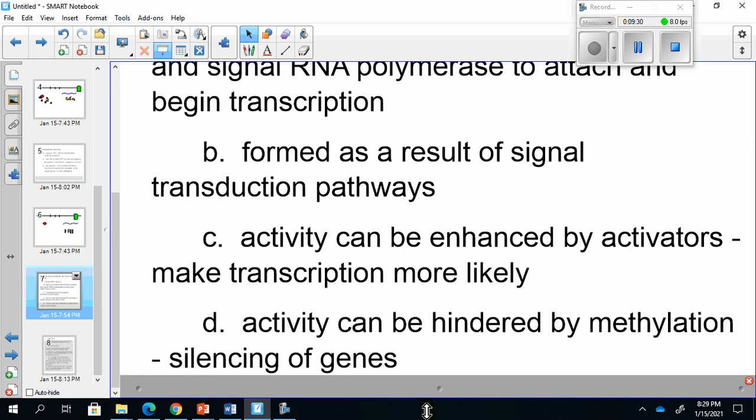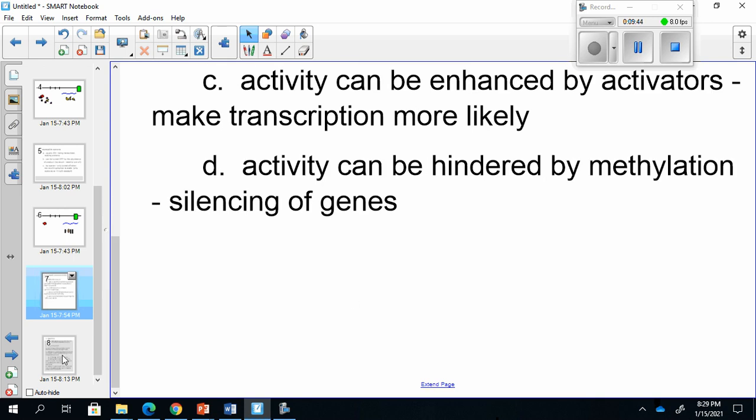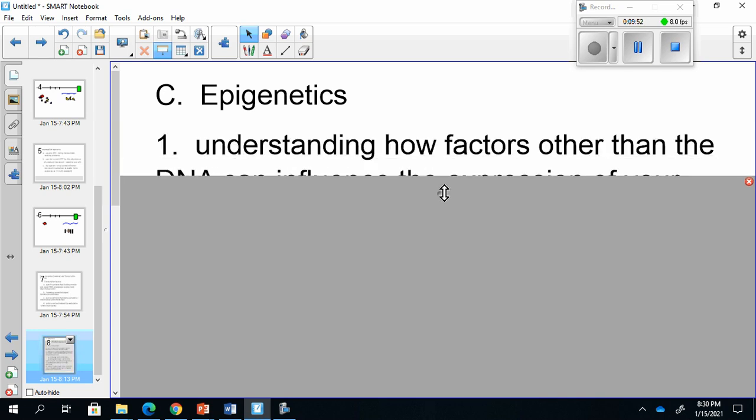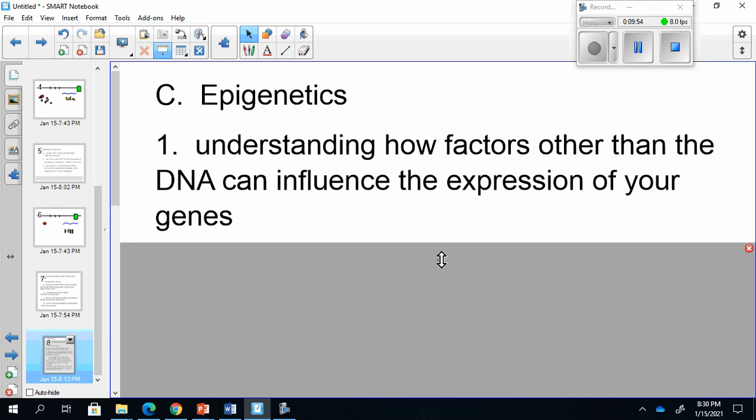All right, they can also be hindered. This is the broccoli one. Broccoli is known to be a methylator. Methylation is the silencing of genes. So when you silence a gene, what happens is you give it a methyl group. We call this understanding epigenetics. So the understanding of how genes are expressed, what factors can influence them.